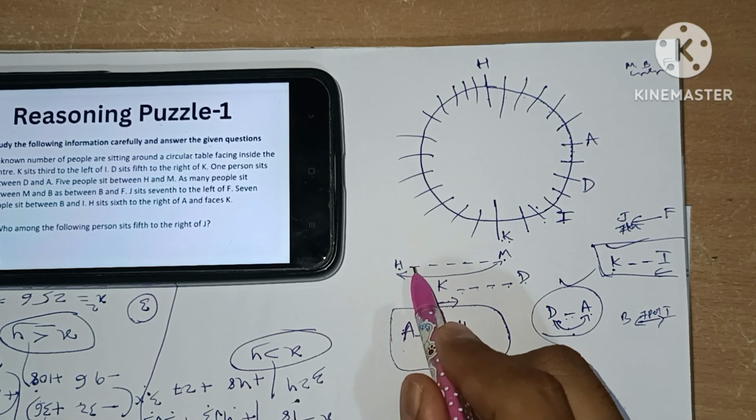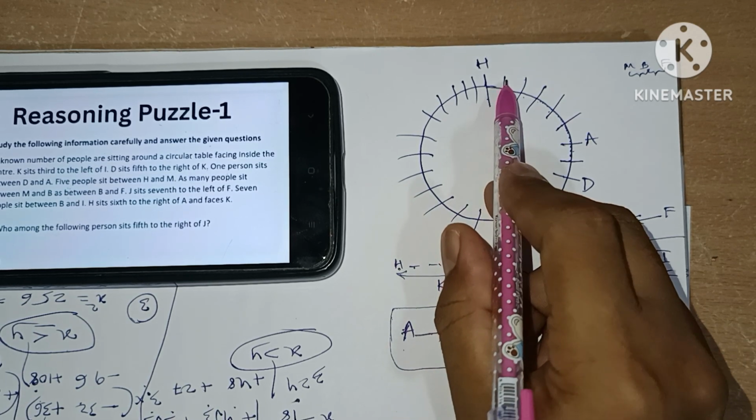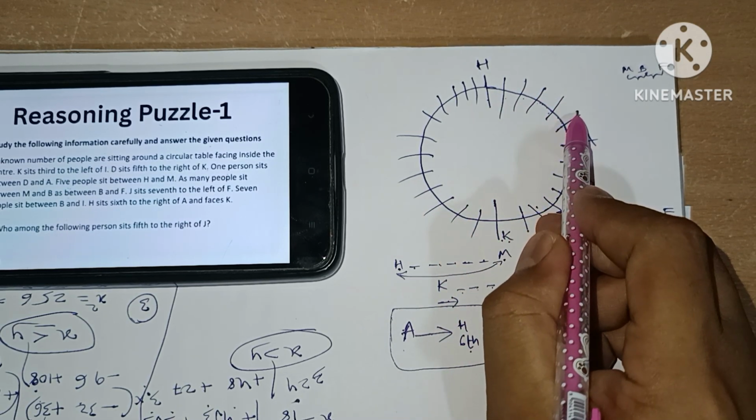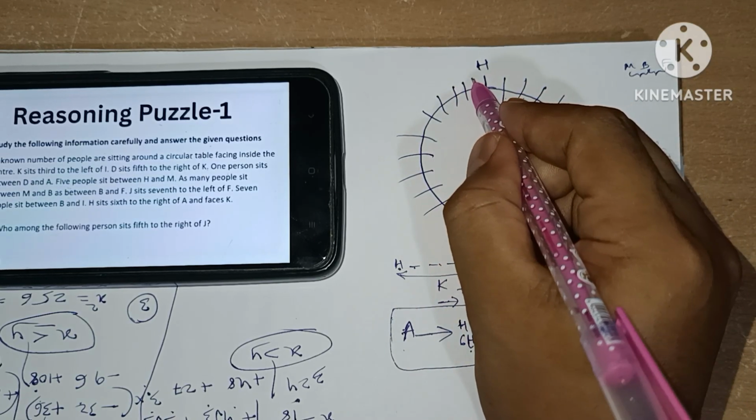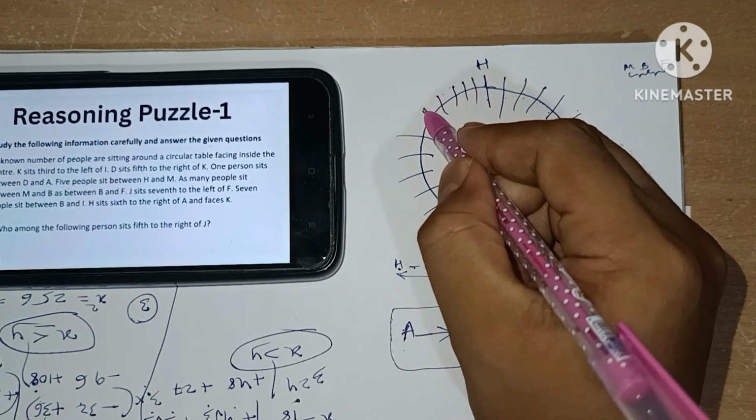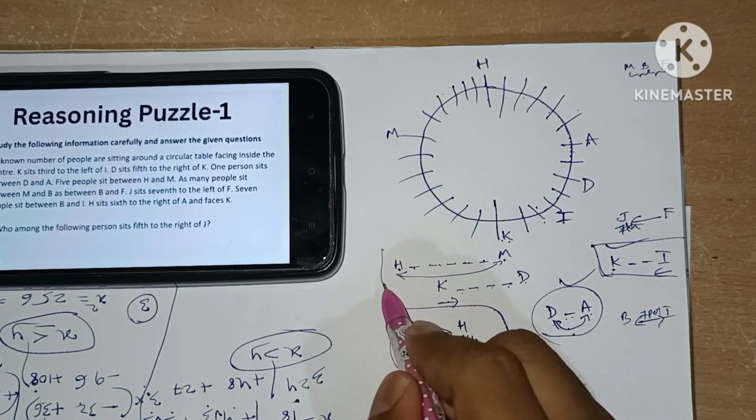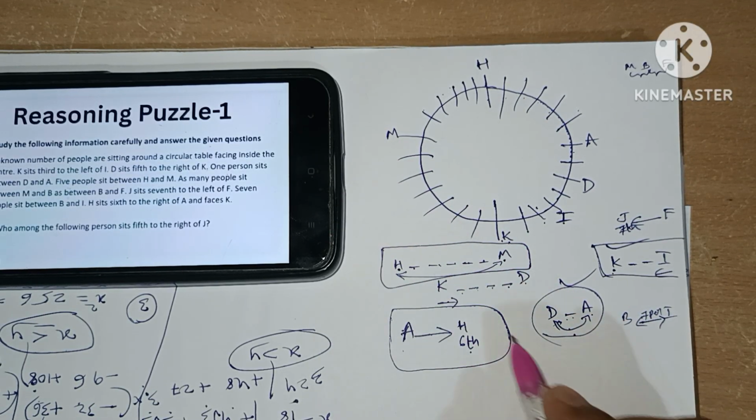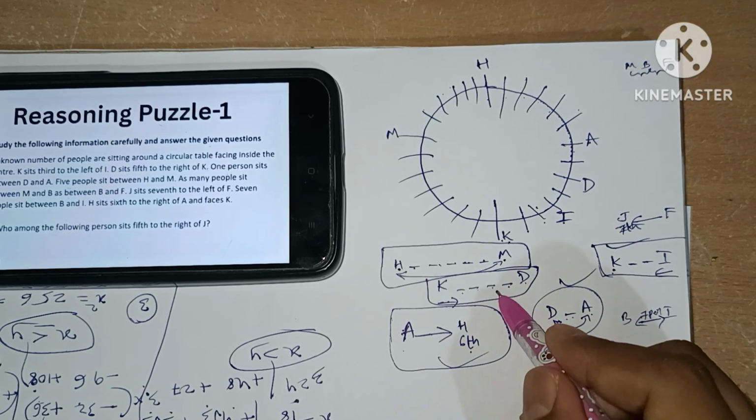H and M in between 1, 2, 3, 4, 5. 5 people are sitting between them. We cannot place M here, so there is only one place for M. 1, 2, 3, 4, 5. This is the place for M. Okay, this statement is also completed. This is already completed.